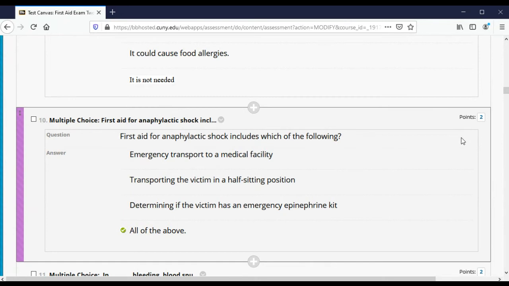So emergency transport to a medical facility, absolutely. Transporting the victim in a half-sitting position, that's because you've got to maintain the airway and keep them breathing. Determining if the victim has an emergency epinephrine kit, which is really the definitive treatment for anaphylactic shock. So the answer would be all of the above.